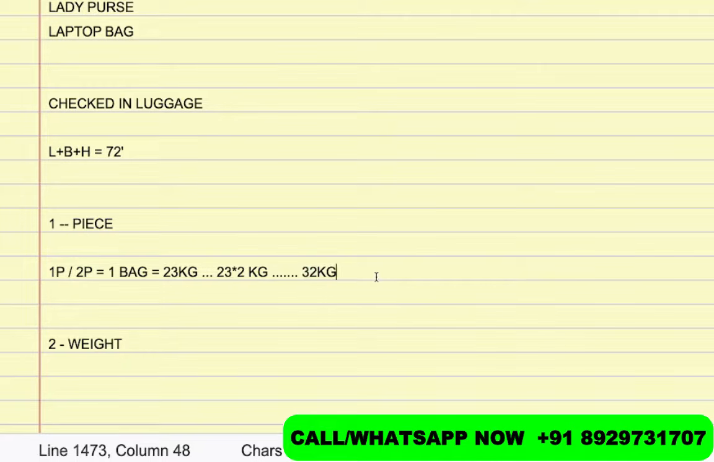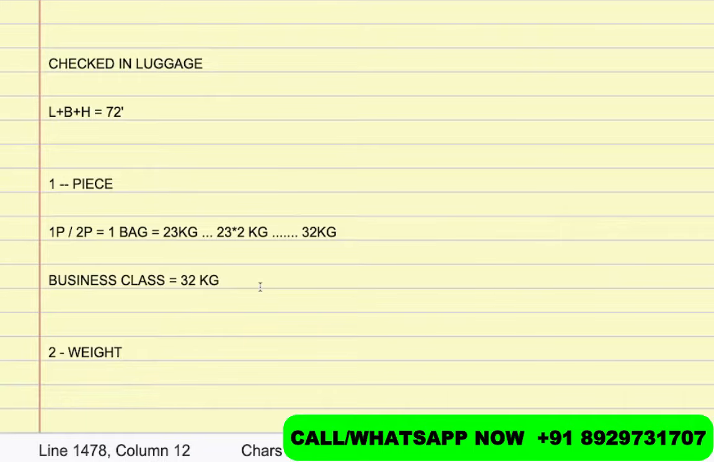However, if you're traveling in business class, you're allowed to carry 32 kgs without any charges. So you can carry it for free, business class and first class. Again, not more than 32, maximum 32 in a bag. So this is a piece concept where you have restrictions on the number of pieces that you carry, and there is a weight limit. In economy, 23 kg, not more than 23 kg.